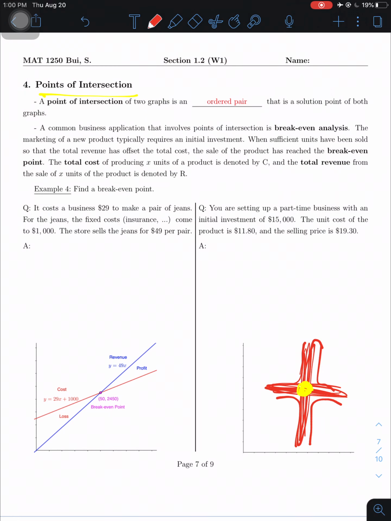So a point of intersection of two graphs is an ordered pair. Okay, so it's a point, and a point always has an x and y. That's what it means by an ordered pair. That is a solution point of both graphs.